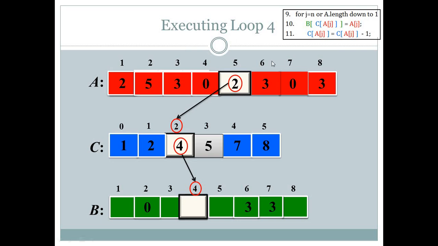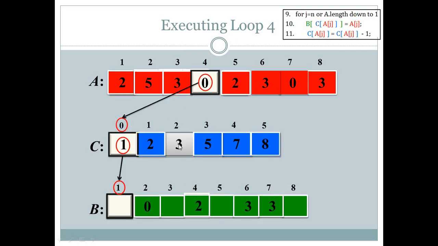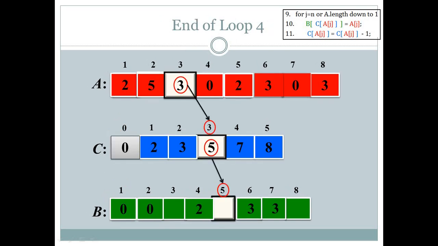By proceeding further, at the 5 what will we have as value? 2. So at the second index of the C array what will we have? 4. So at the fourth index of the B array we will put 2 here and decrease this 4 by 1. So this is the resultant array. After 4 we will have index 0. So at index 0 we have 1. So we will put 0 at the first index and decrease this 1 by 1. So it will become 0.